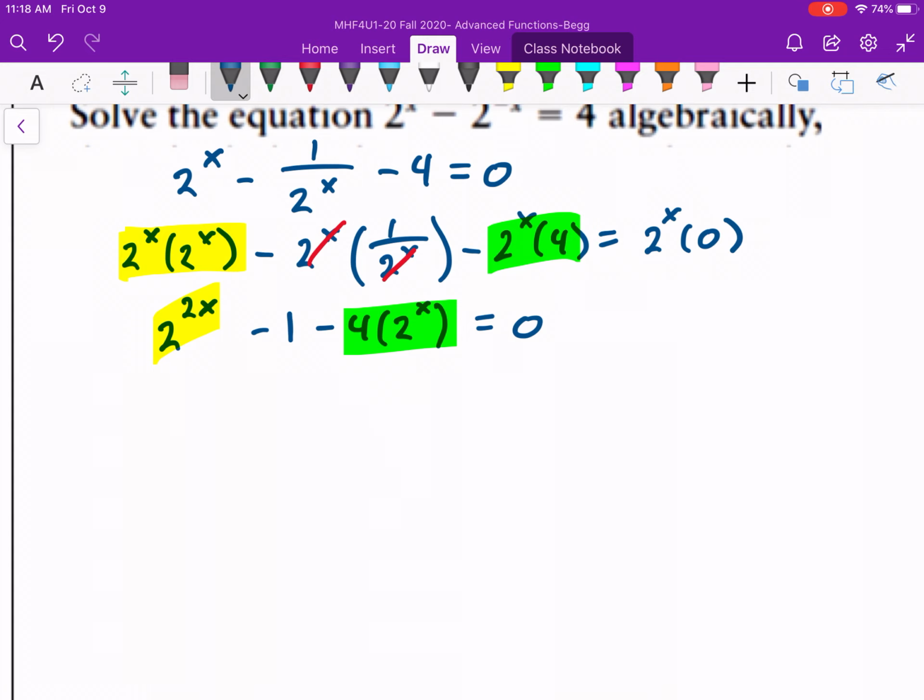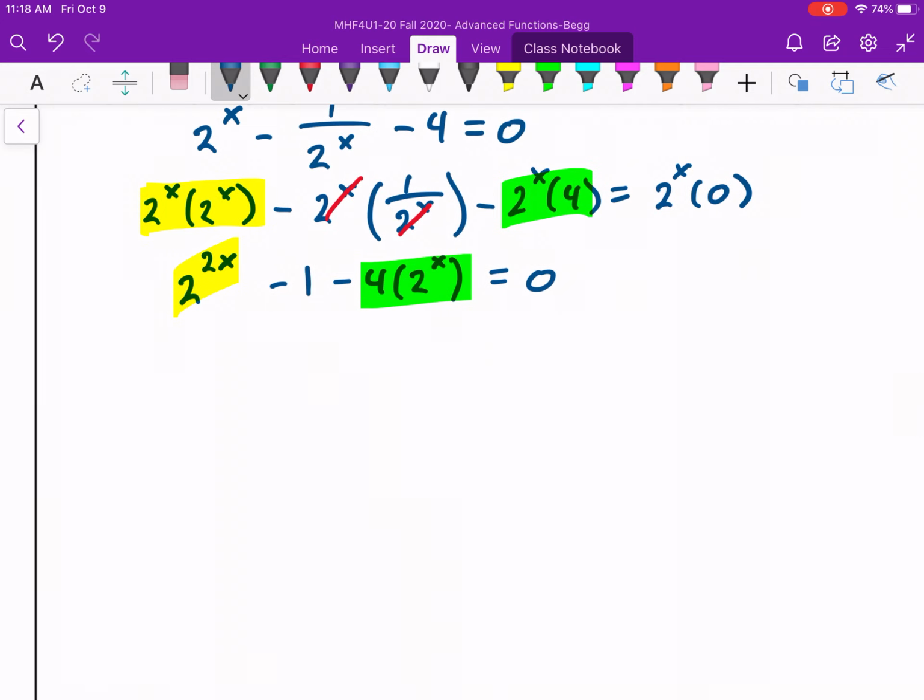All right, let's rearrange it a little bit more in decreasing powers. So let's go 2 to the 2x, and let's move the minus 4 times 2 to the x to the middle, put the minus 1 there, and let that equal 0.